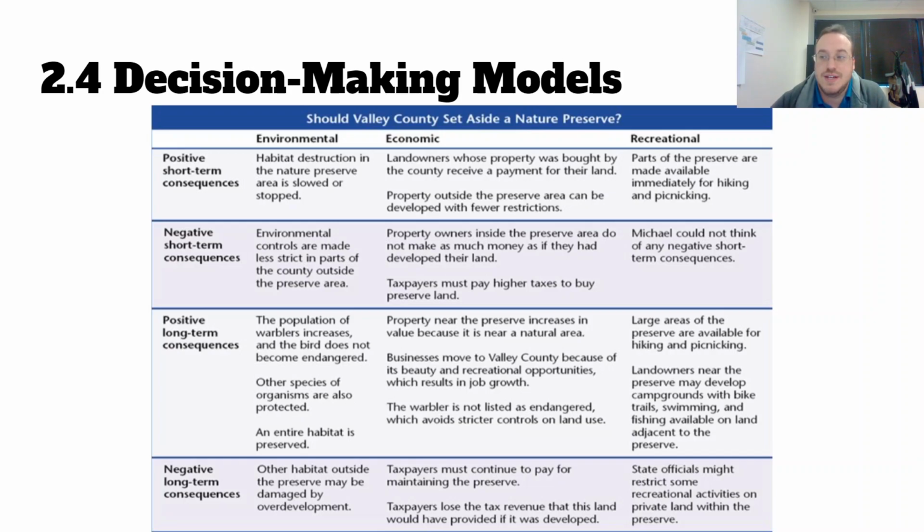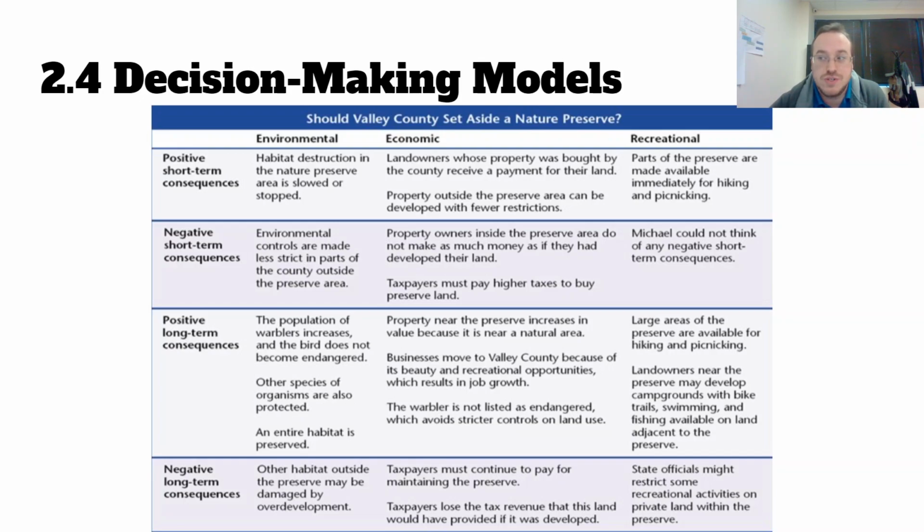So you can see that in the columns, we've got environmental, economic, and recreational. So these are those three. Those are just three of the values, right? There could be more of these. We're just looking at three of them for the purposes of our talk today.